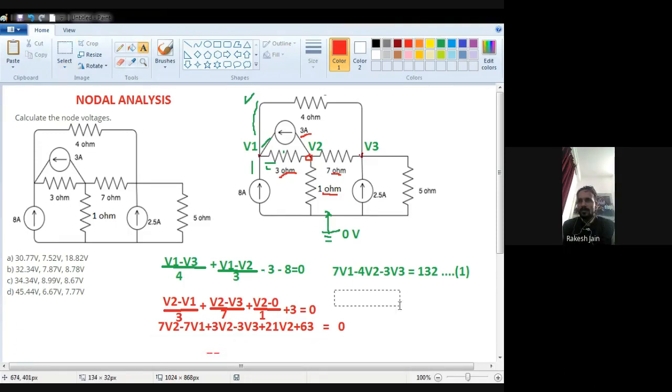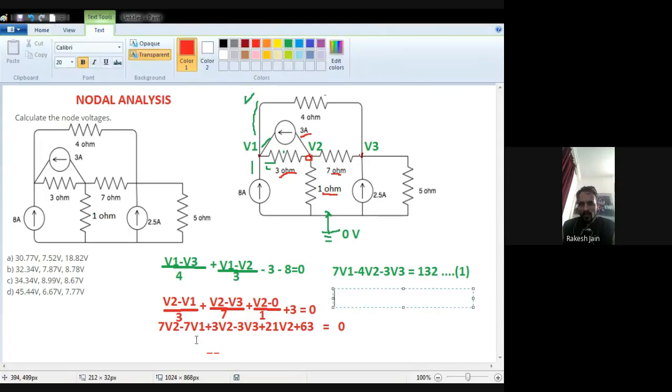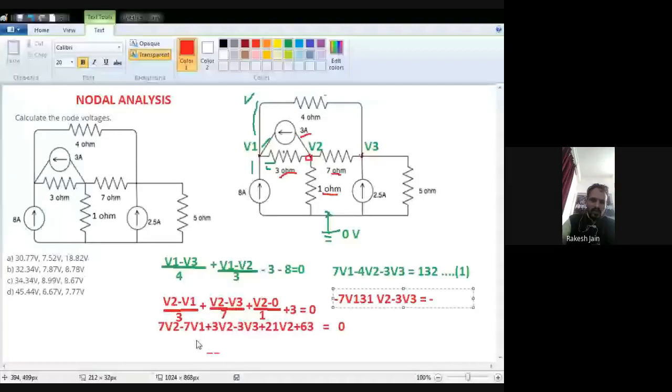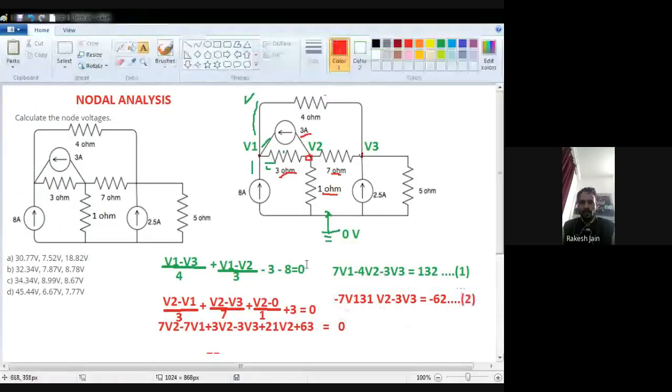Now what will be the equation? I am writing down here the second equation. How many V1 are there? Only minus 7V1. Then how many V2 are there? 7 V2 plus 3 V2, that is 10 V2, plus 21 V2, that is 31 V2. How many V3 are there? Only minus 3 V3. And what will be at the right hand side? 63 will move towards the right hand side with negative sign, so minus 63. Now this will be my equation number second.